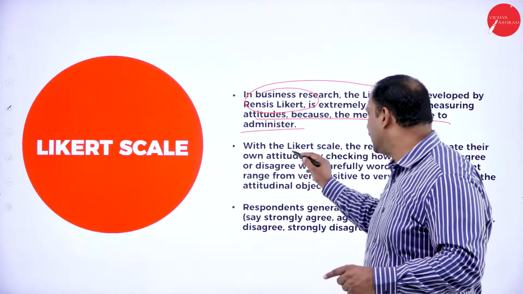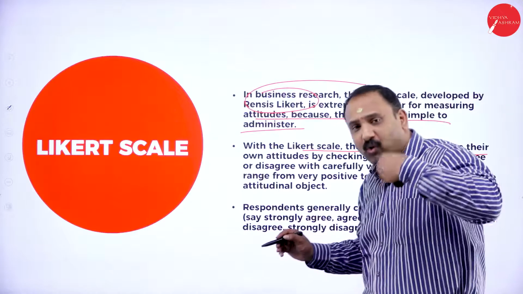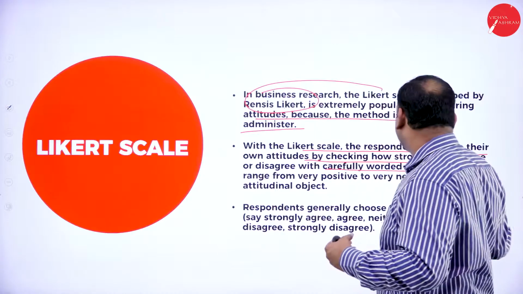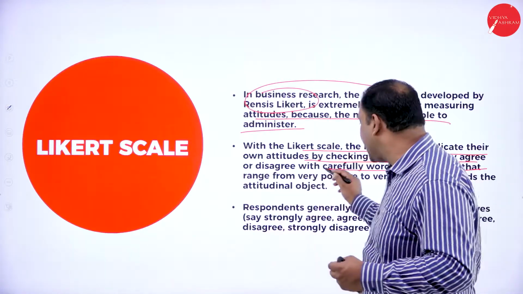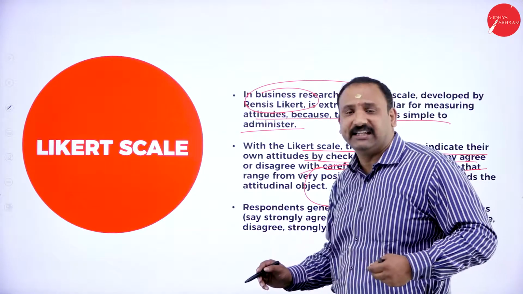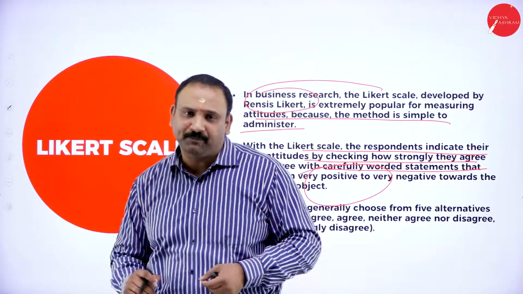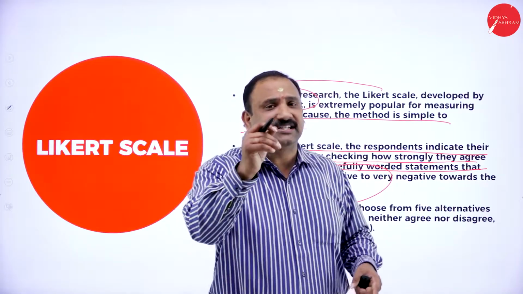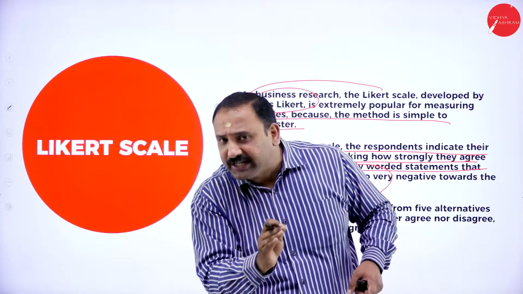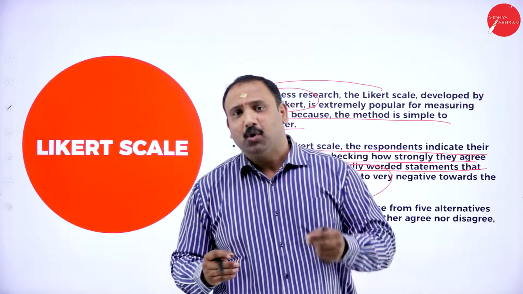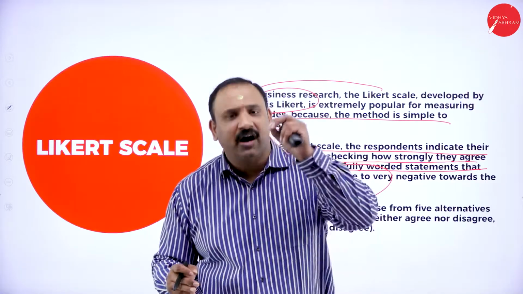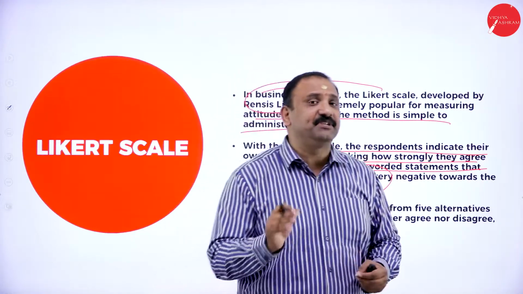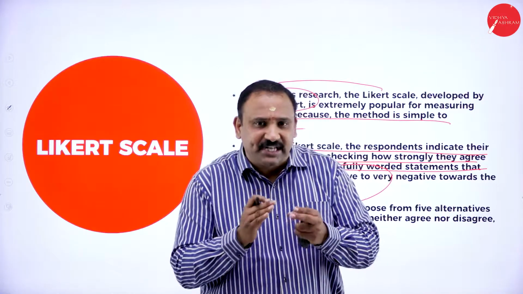Followed by, with the Likert scale, the respondents indicate their own attitudes by checking how strongly they agree or disagree with carefully worded statements that range from very positive to very negative for any of the attitudinal objects altogether. So that word is very, very important. Why? Because when you understand the factor called positivity to negativity, certain times we might agree with certain statements 100%. We believe that yes, it has to be there. It's a mandatory yes. Certain times it might be a mandatory no, and certain times it might be in between.